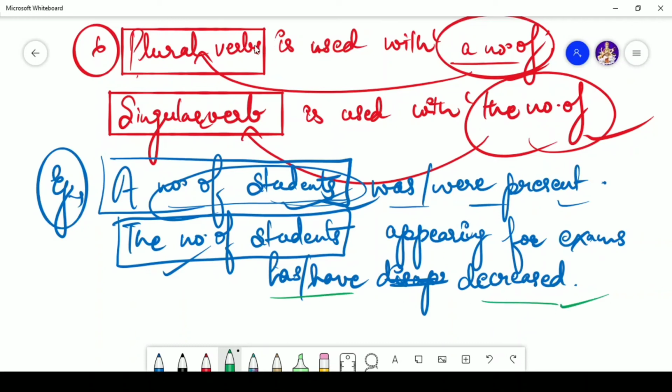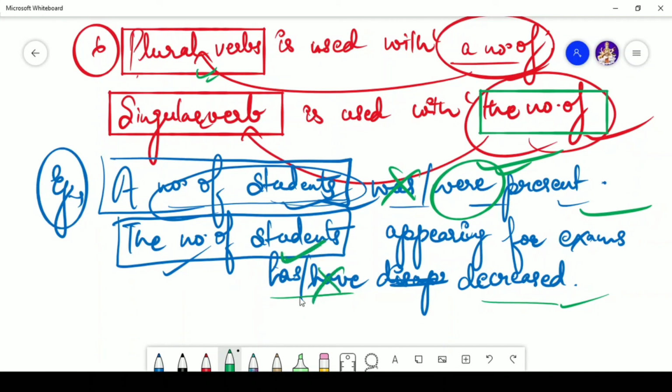So again let's follow our rule. The rule says that whenever you're talking about a number of, you are going to make sure that you use plural verbs. So, a number of students were present, that is the correct form. And whenever you're talking about the number of, you are going to make use of a singular verb. So it will be, the number of students appearing for exams has decreased. The number of students appearing for exams has decreased. So this one is going to be the correct form.